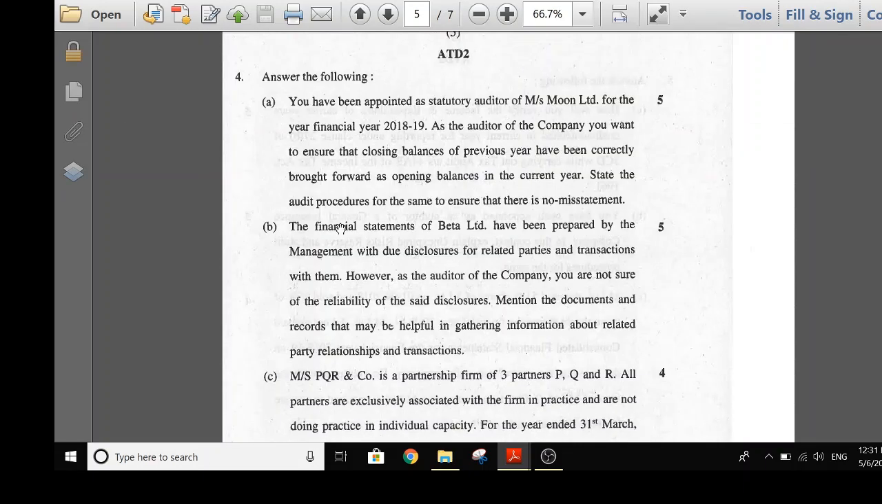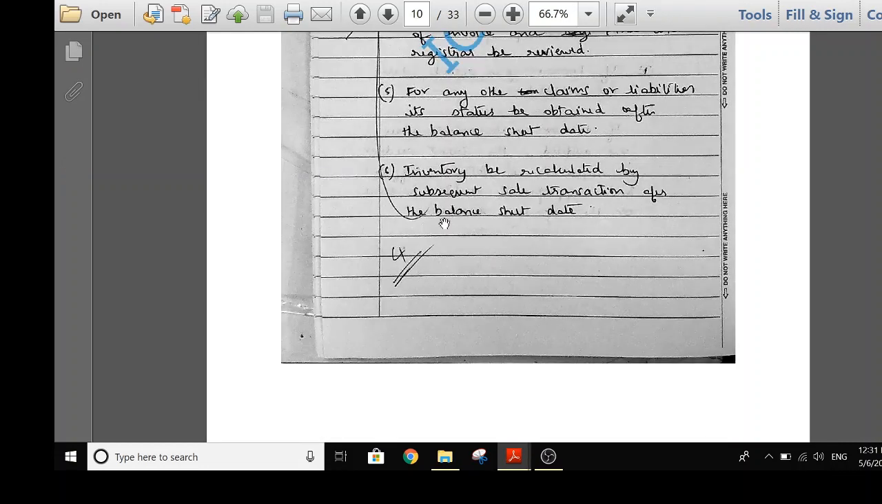Next thing, the financial statements of Beta Limited have been prepared by the management, with disclosure related to related parties. Just go to the last part of the question to see what they are actually asking. Mention the documents and records that may be helpful in gathering information about the related parties. So they are just asking what documents would help to gather information about related party relationships and transactions.